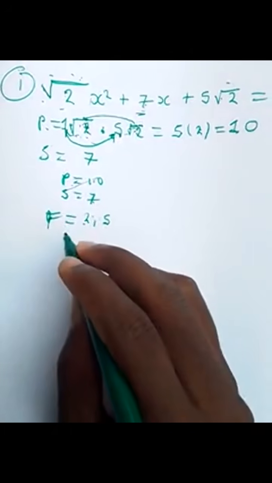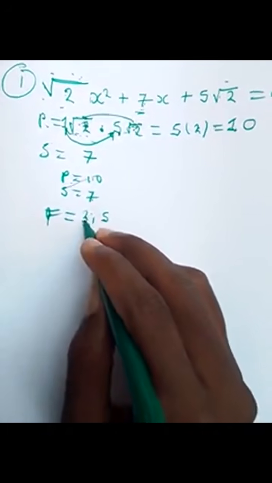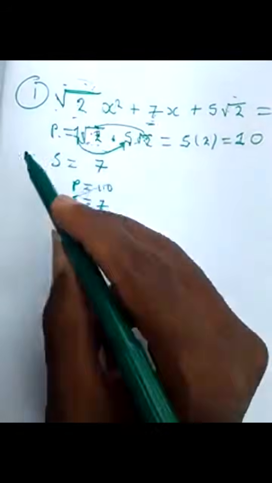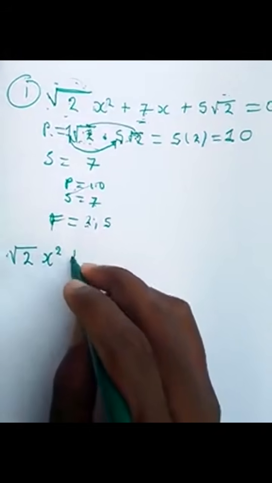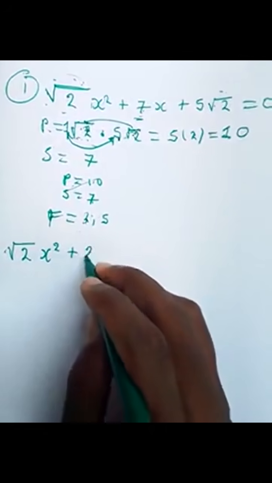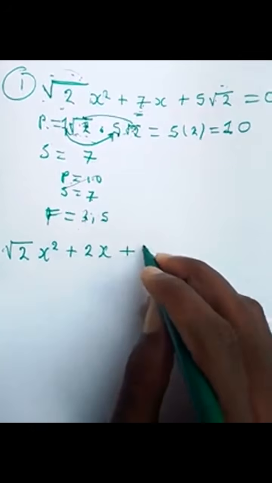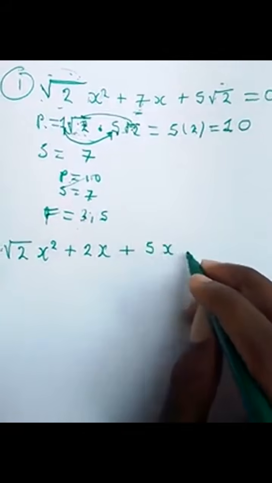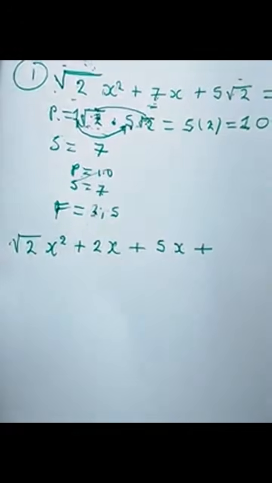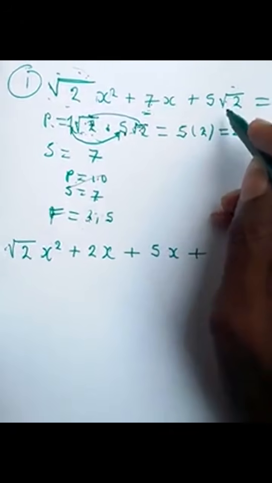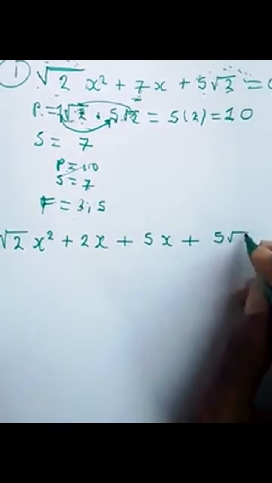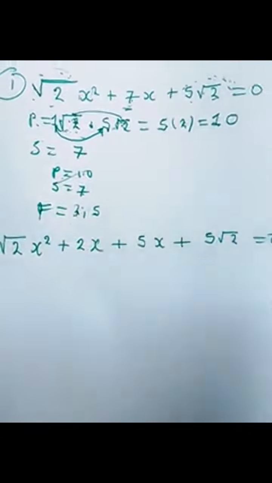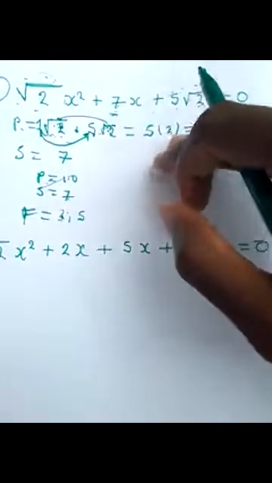And so now we know the factors. Let's do what we do. First I'll get square root of 2 x power 2. Then I'll say plus one of the factors, 2x. Then plus 5 with the factor x. Then plus this last thing here, which is 5. Same procedure. The only different thing right now is that this time you're having radicals.